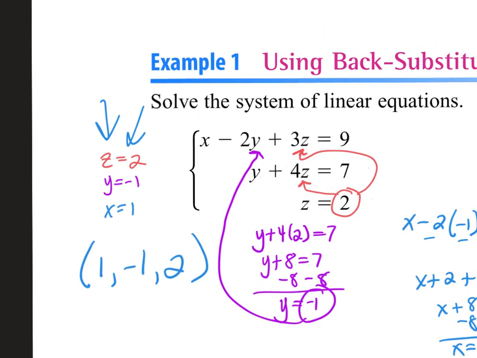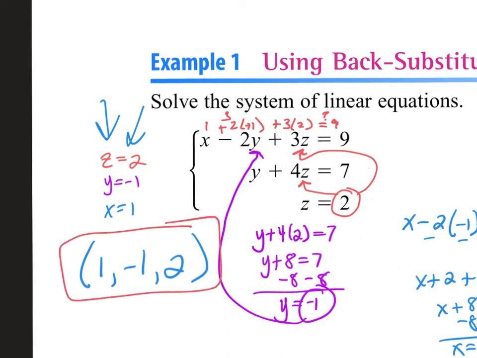When you get your ordered triple, just take 2 seconds and plug it into the first equation to make sure that it works. So I had x is 1 minus y was negative 1. So I have minus 2 times negative 1 plus 3 times 2. Does that equal 9? Well, 1 plus 2 is 3, and 3 plus 6 is 9. You're good to go. Questions?